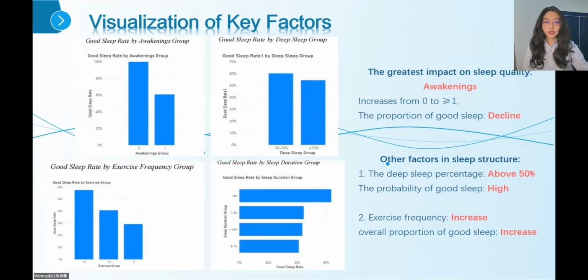The third chart shows that high exercise frequency indicates a positive association between regular physical activity and good sleep quality. In contrast, the last chart shows that sleep duration has little impact on sleep quality.